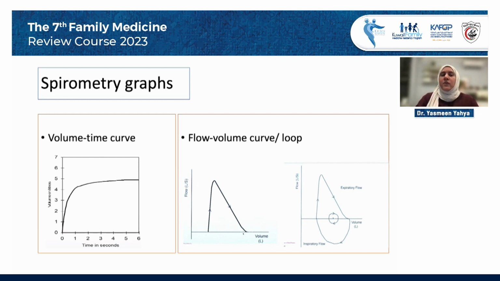Now let's talk about the graphs. There are 2 graphs that appear in the spirometry report. They are the volume time curve, which is the volume of air in liters against the time. And then the other curve is the flow volume curve, or sometimes it's shown as a loop like this. So I'll go through them quickly.